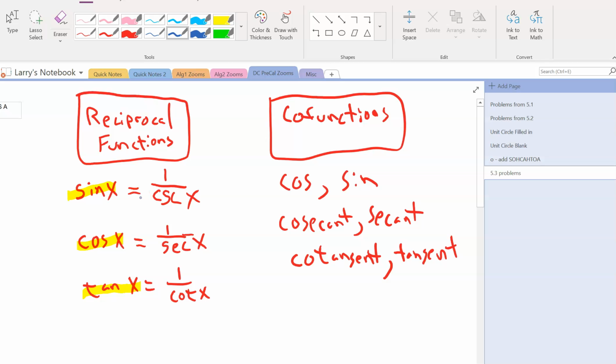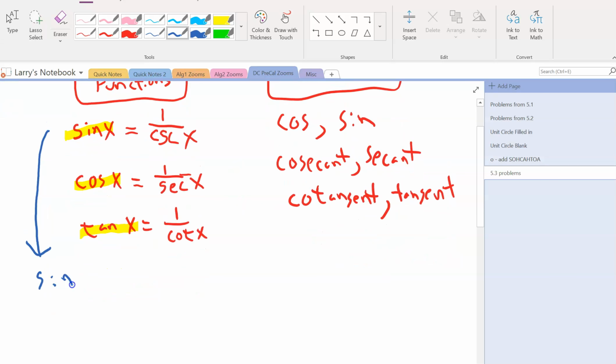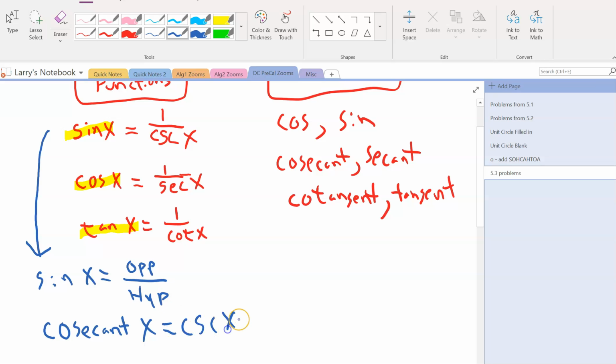Let's investigate this a little closer. We know that sine x is equal to opposite over the hypotenuse. Well, cosecant, I'll spell it out, C-O-S-E-C-A-N-T, abbreviated CSC. Cosecant is the reciprocal of that. Just flip it over. It's going to be hypotenuse over the opposite side.